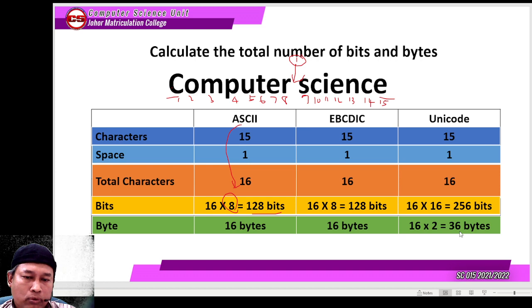Why bytes? Because 1 byte is 8 bits. So 256 divided by 8.